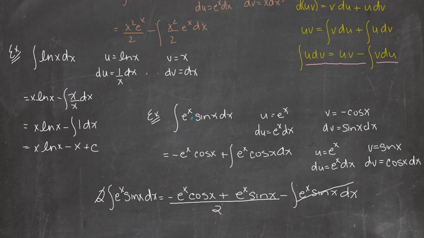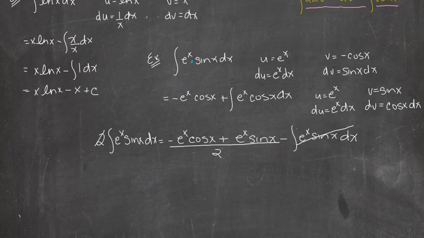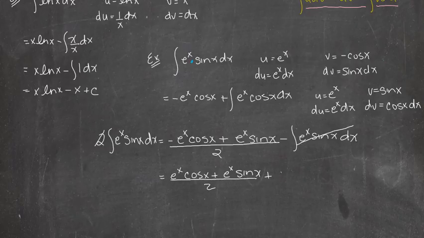The original problem is equal to all of this divided by 2 with one small critical change, and let me go ahead and rewrite it before I do that. e to the x cos x plus e to the x sine x, all divided by 2 plus c.